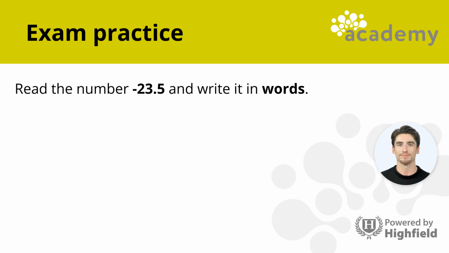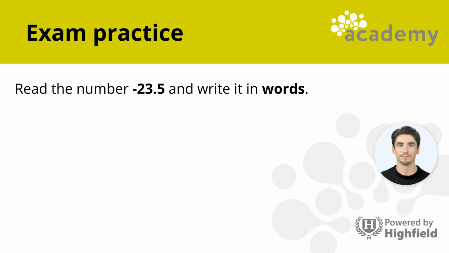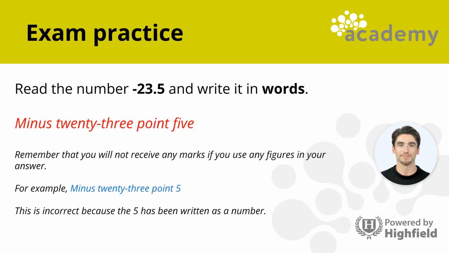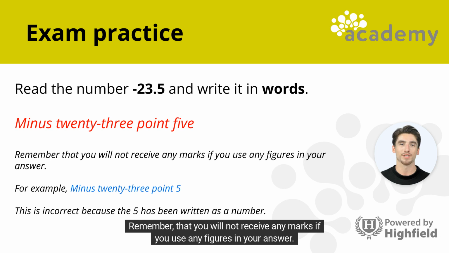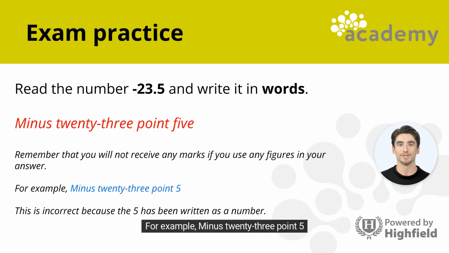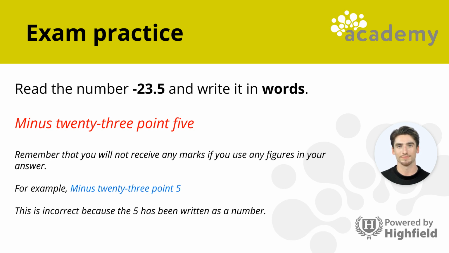Now it's your turn. Read the number on screen and write it in words. Pause the video, then press play when you're ready to continue. The answer is minus 23.5. Remember that you will not receive any marks if you use any figures in your answer. For example, minus 23.5. This is incorrect because the 5 has been written as a number rather than in words. Let's move on to ordering numbers.